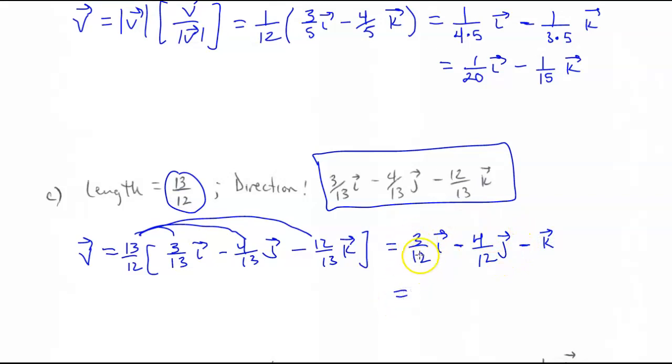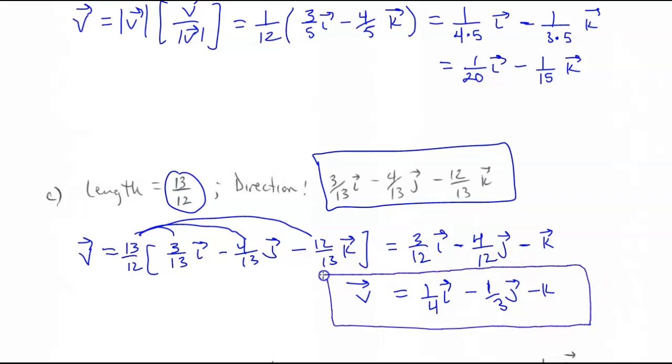And of course, 3/12 is the same as 1/4. And 4/12 is the same as 1/3. And we see that our vector v ends up just being 1/4 i minus 1/3 j minus k.